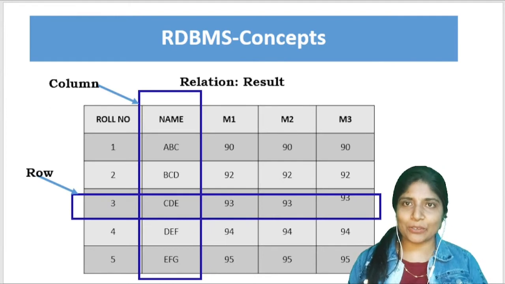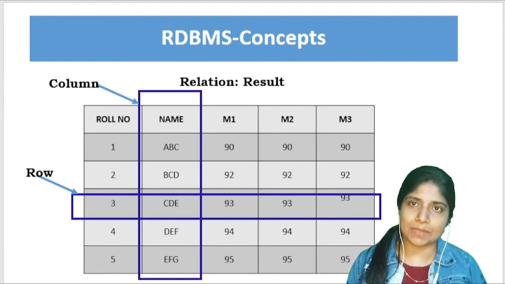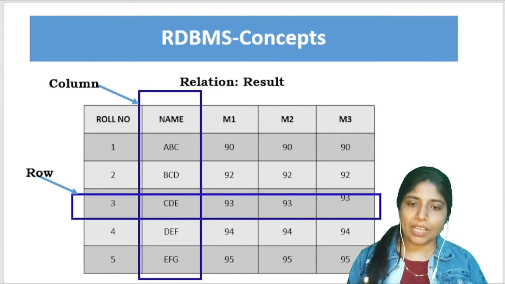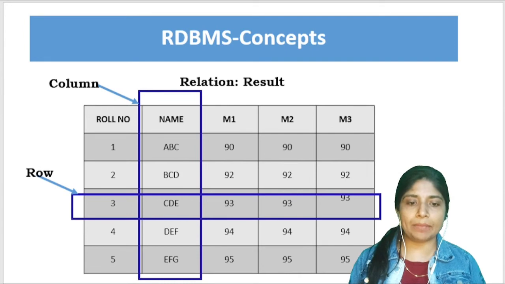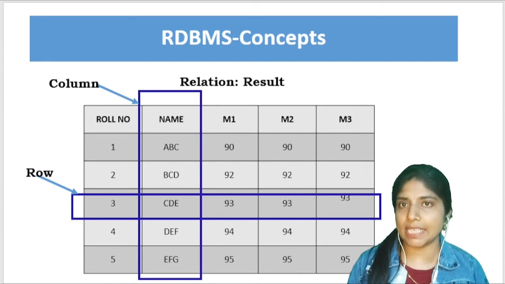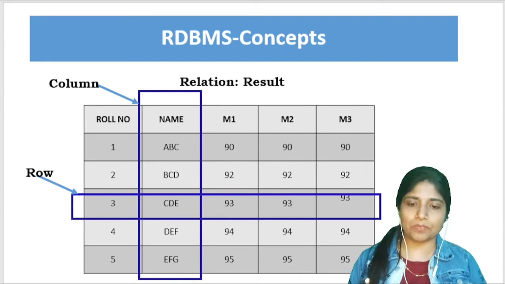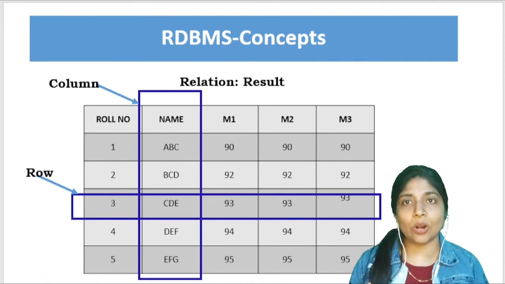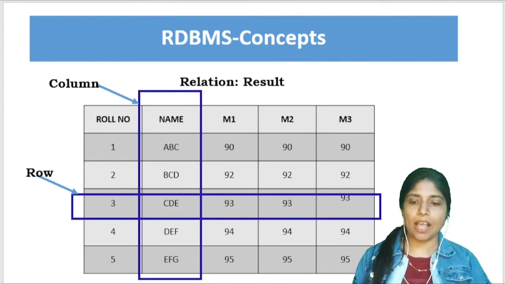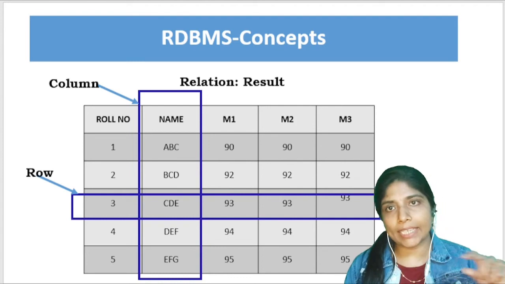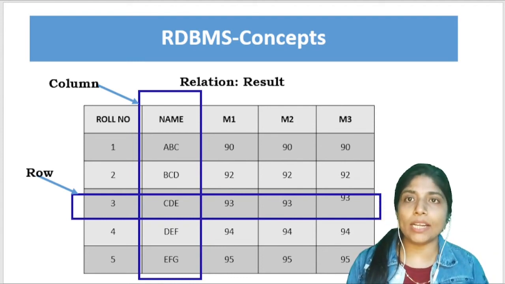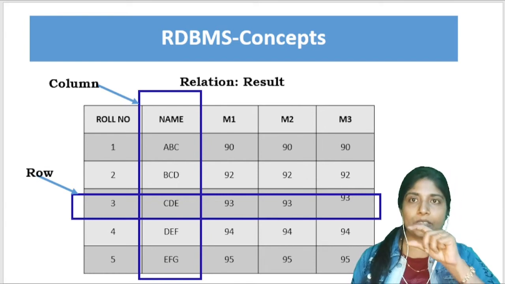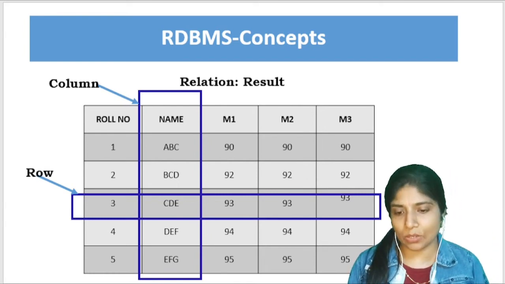Let us look into the RDBMS concepts using an example. Here a table is given, the table name is result, and the table has roll number, name, M1, M2 and M3 as keys. All the vertical lines are called columns in a table and all the horizontal lines are called rows in a table. Or columns can be called fields and rows can be called records.